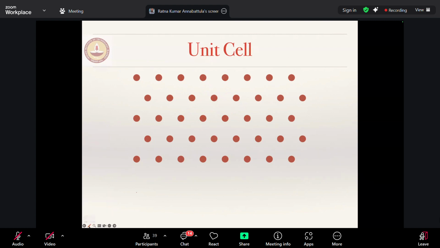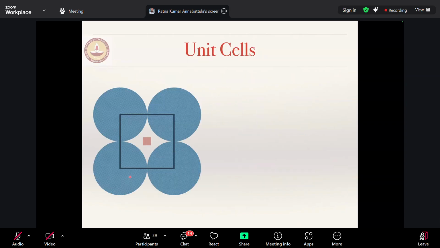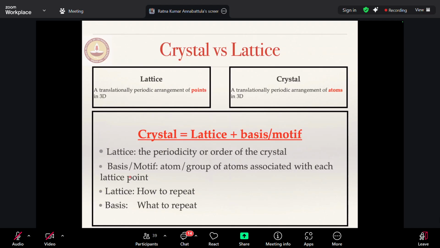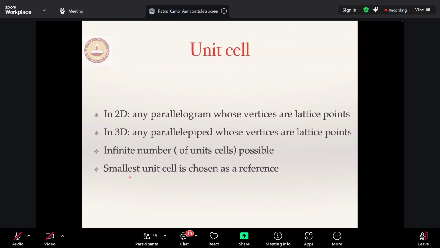Okay? So only parallelograms allow us to do this translation without leaving behind any voids in 2D. Similarly, in 3D, the equivalent to a parallelogram is a parallelepiped. So that will allow us to fill the space without having any voids left behind. Okay, all right.